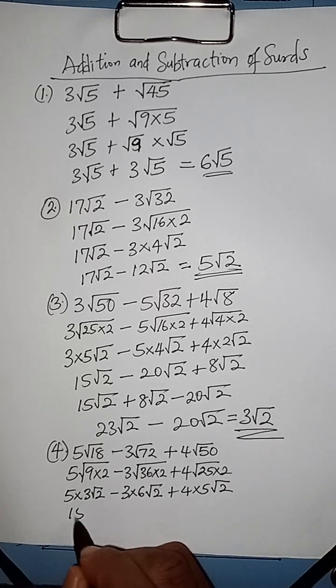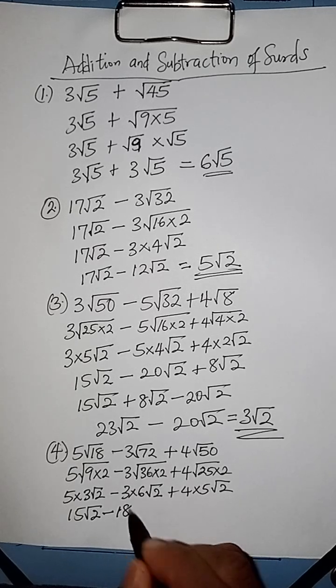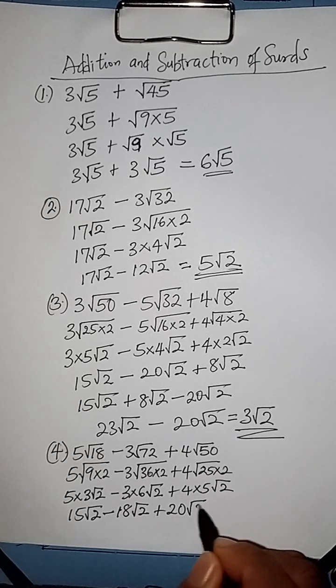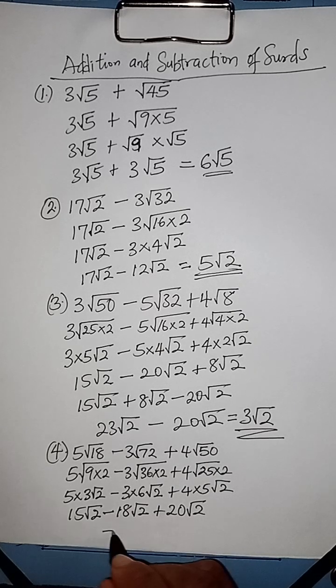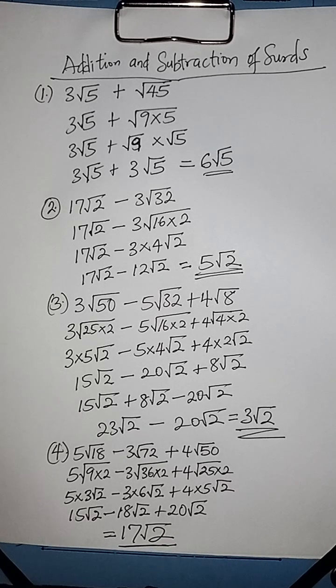So this is 15 root 2 minus 18 root 2 plus 20 root 2. Now take note, you do the addition first before the subtraction. So 15 root 2 plus 20 root 2, that's 35 root 2. And 35 root 2 minus 18 root 2 should give you 17 root 2. That is the answer to the question.